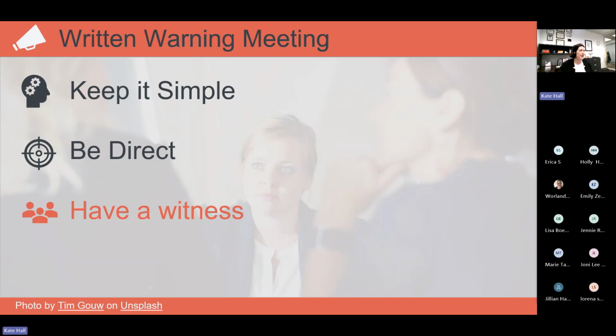If you are a manager, having another manager, or if you're the director, having a manager in there, having a witness there helps because sometimes you are in a heightened emotional state. You might not be hearing everything they are saying. Having someone else there confirms, and it also makes sure that there isn't any type of harassment or discrimination going on.